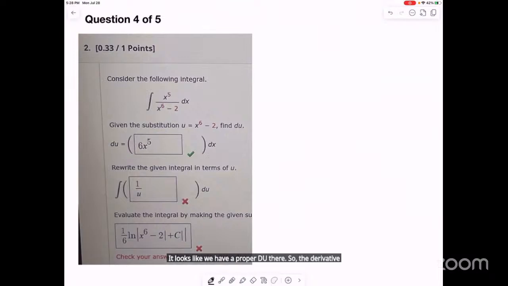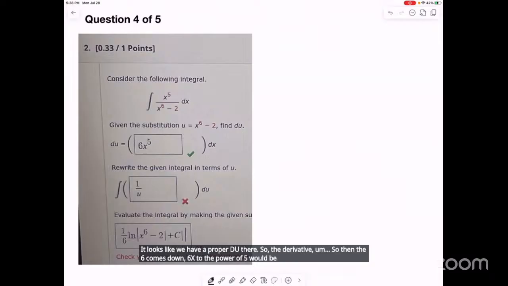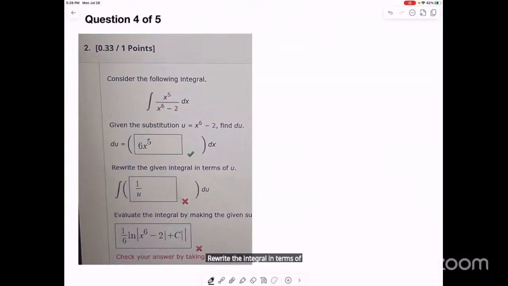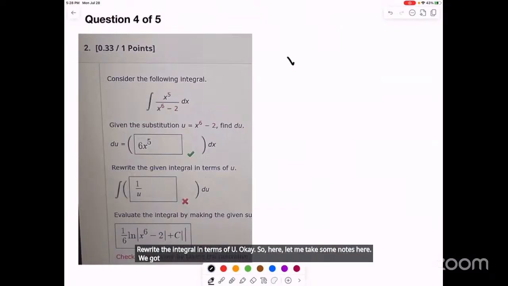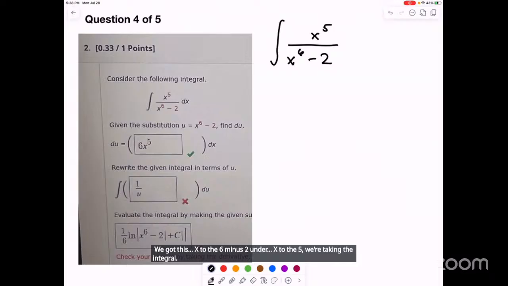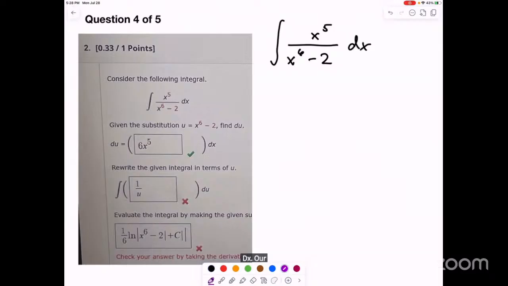So the derivative, the 6 comes down, 6x to the power of 5 will be the result there. Rewrite the integral in terms of u. Okay. So here, let me take some notes. We got this x to the 6 minus 2 under x to the 5. We're taking the integral, dx. Our u was x to the 6 minus 2. Our du was 6x to the 5. Okay. We got the x to the 5. We got the x to the 6 minus 2.